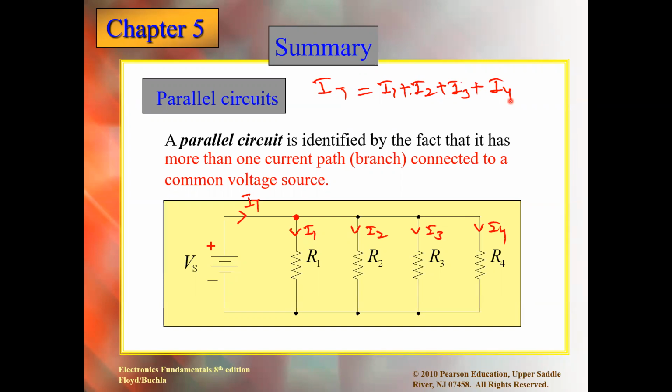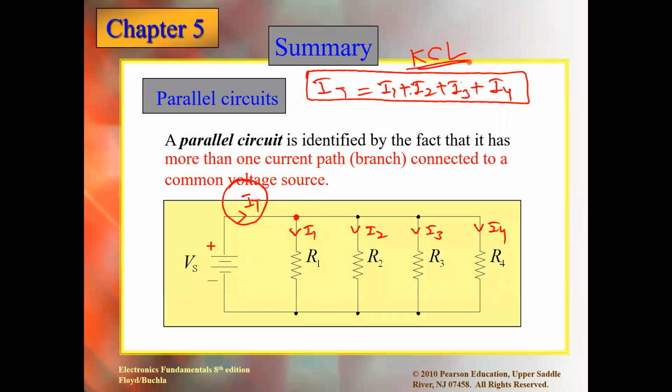Okay, so this is the total current, which is now dividing and going into R1, R2, R3, and R4. So the total current is equal to the sum of the branch currents. This is called KCL, Kirchhoff's current law. Do you know this one or not? KCL in physics: incoming currents are equal to outgoing currents. The sum of all incoming currents is equal to the sum of all outgoing. So this is called KCL.